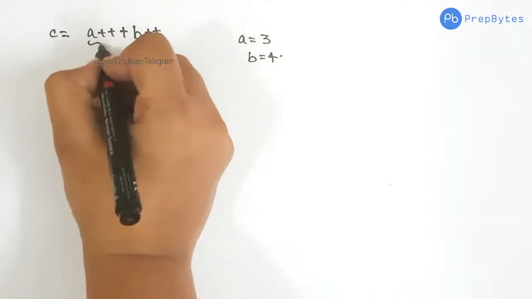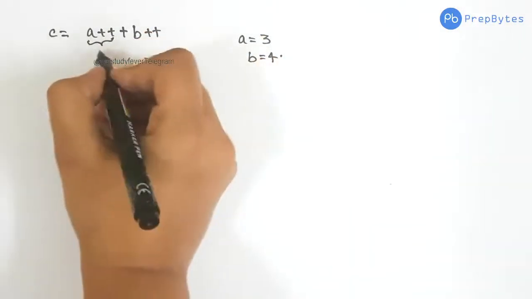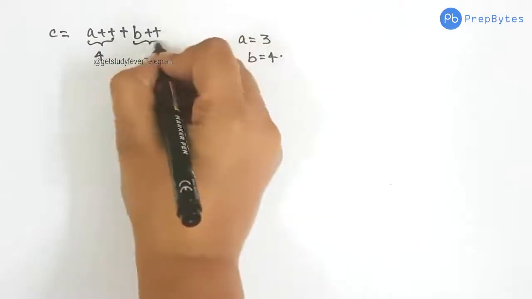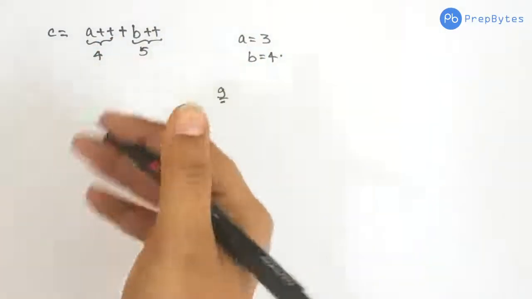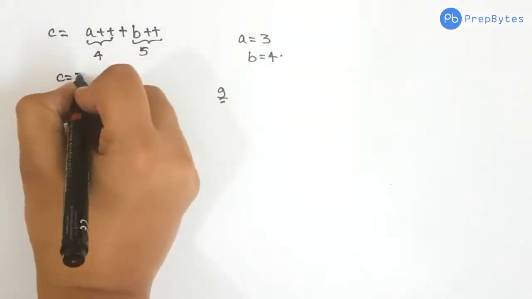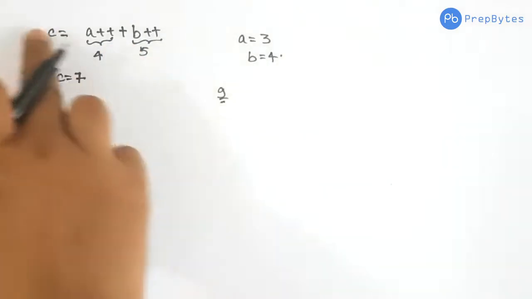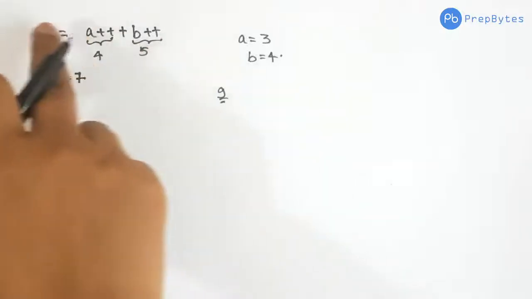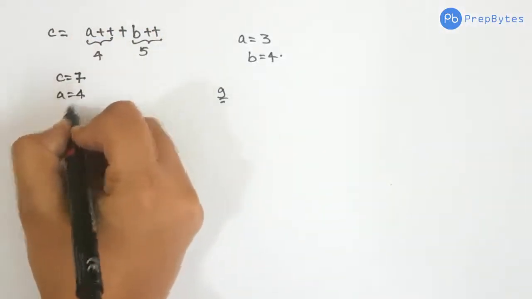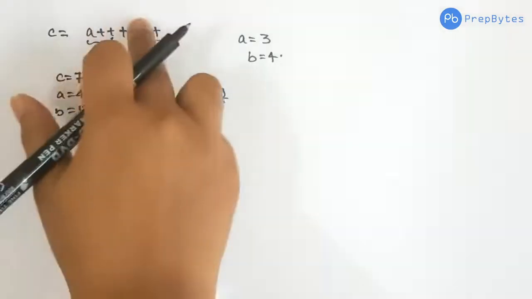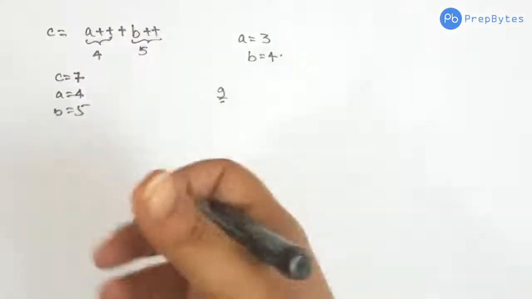You will say that a plus plus gives me 4, b plus plus gives me 5, so my result should be 9. But actually the result for c is 7. So if after this particular statement you print a, b and c, you get the value of a as 4, b as 5, but c as 7. Why? Because this is postfix.